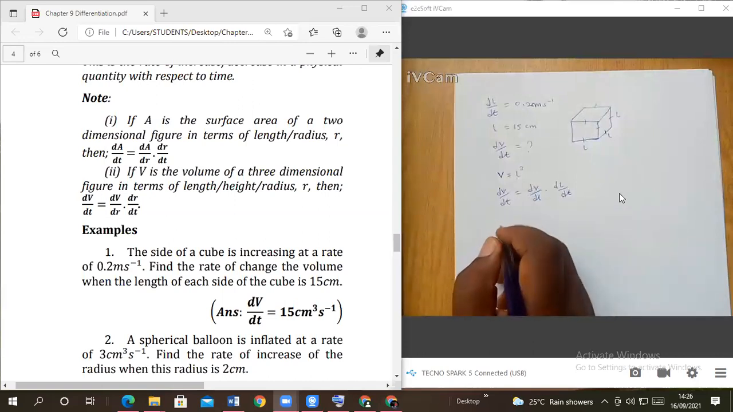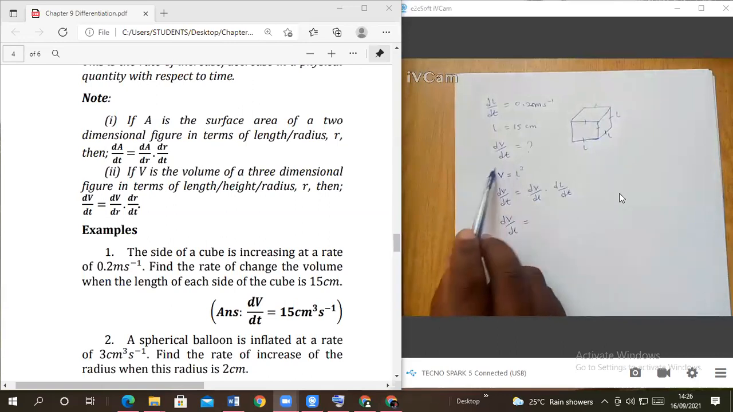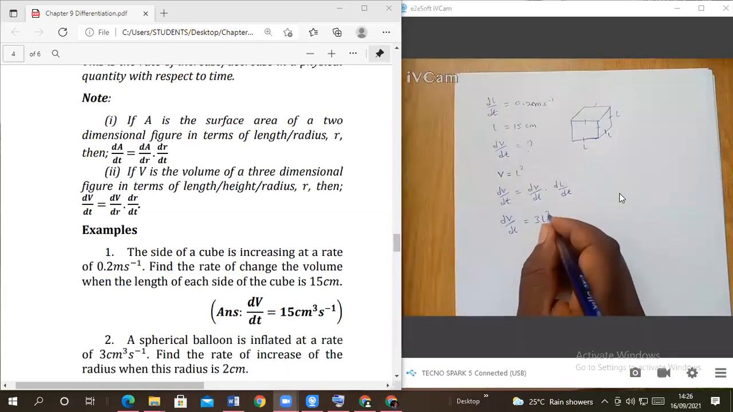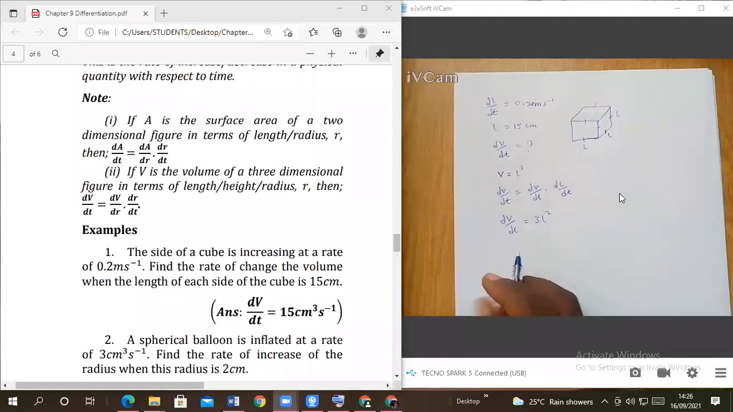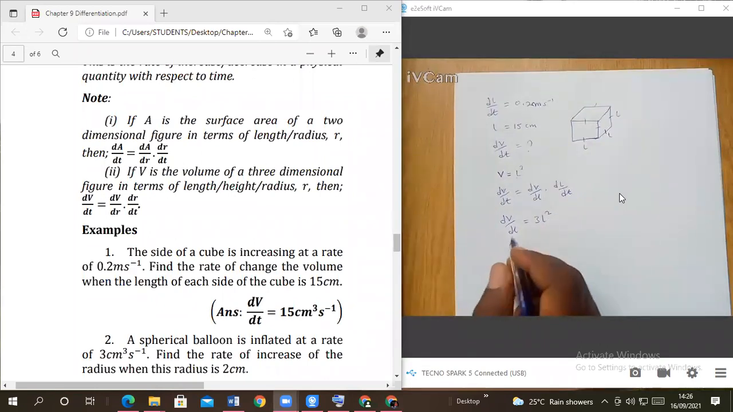What is the dV/dL? Can someone differentiate V with respect to L and give us the answer? This is the formula that we are using to get the dV/dL. 3L squared. 3L squared. Very good. You know how to differentiate. We use the basic method. You drop the power, you reduce the power by 1. So we have now the dV/dL.